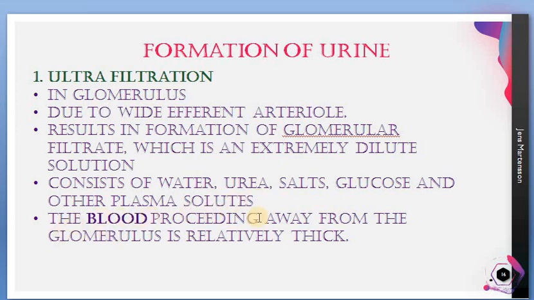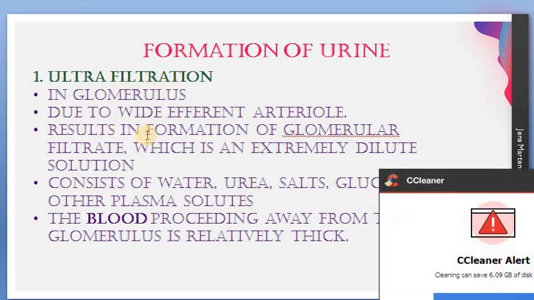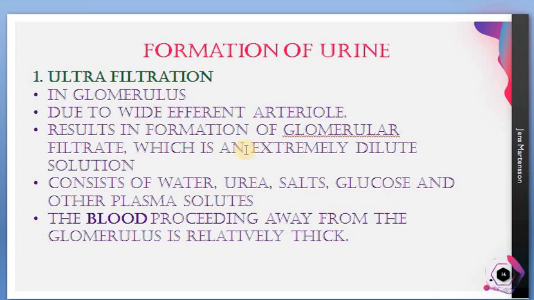So the blood proceeding away from the glomerulus is relatively thick. This is very important. The thicker blood is found in the efferent arteriole. The blood which goes through the efferent arteriole becomes highly thick. The reason is the high pressure in the glomerulus: from the blood, most of the water, urea, salt, glucose and other plasma solutes are pushed out into the glomerular filtrate. So this is the reason why the blood in the efferent arteriole is relatively thick.